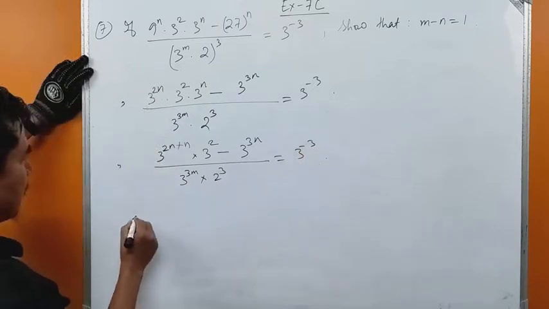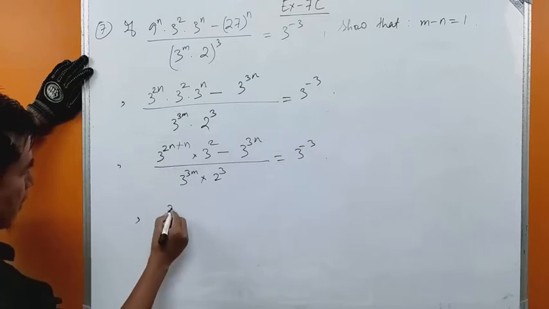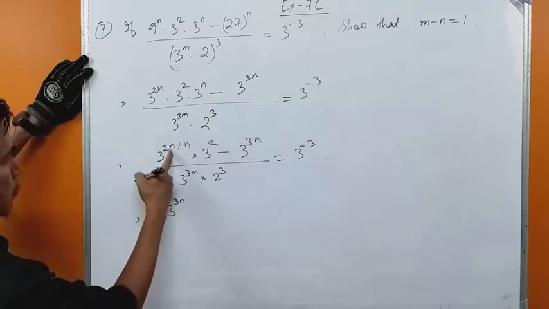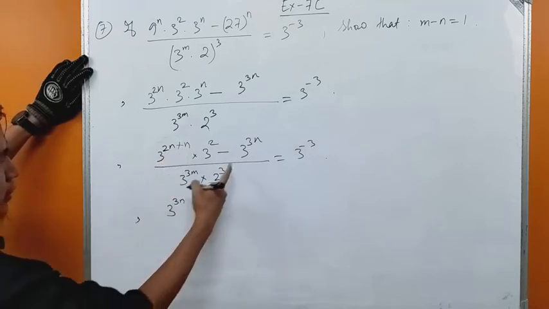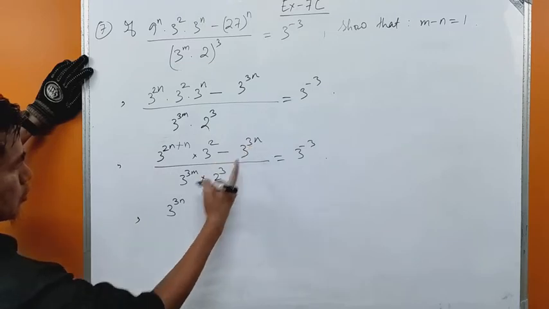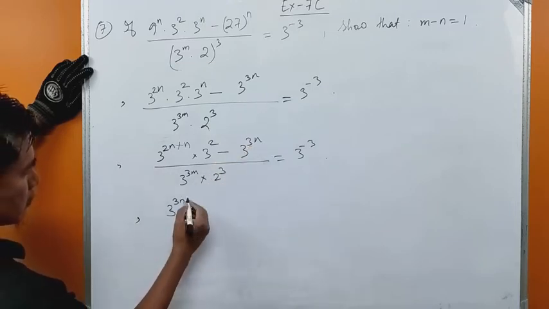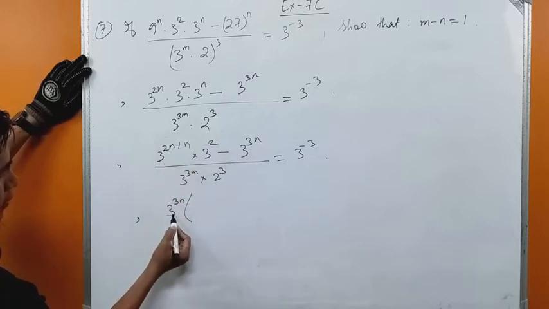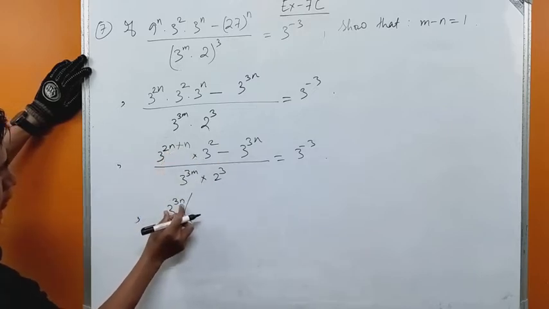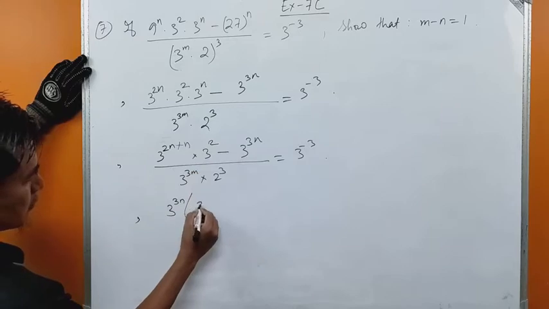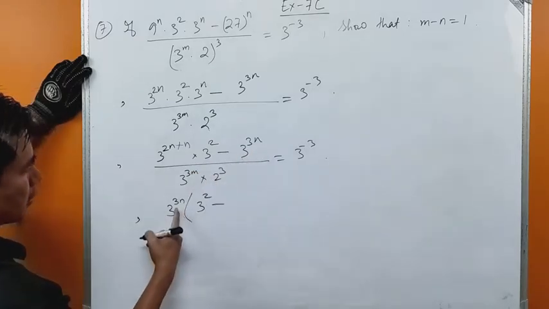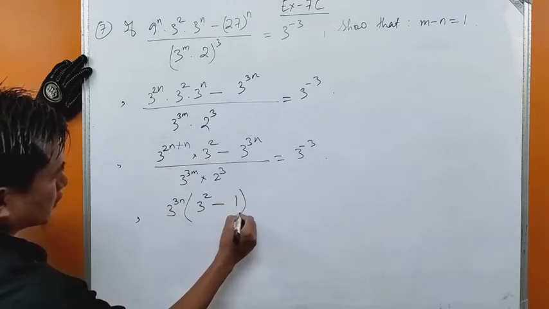Okay, now 3 to the power 2n plus n is 3n, isn't it? 2n plus n is 3n. Here also we have 3 to the power 3n, so we take the common 3 to the power 3n out. Within the bracket, 3 squared remains, and from the minus 3 to the power 3n, 1 remains.